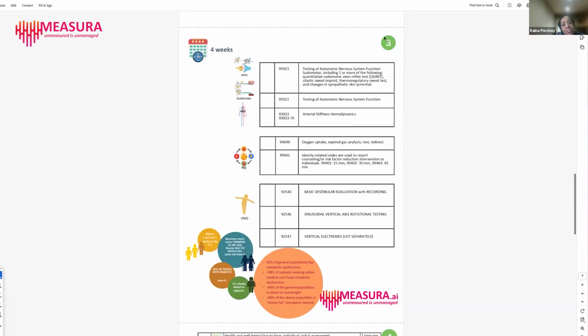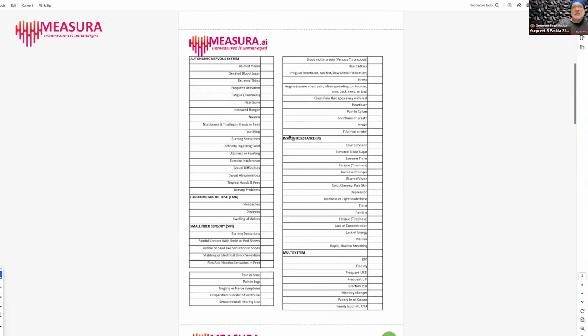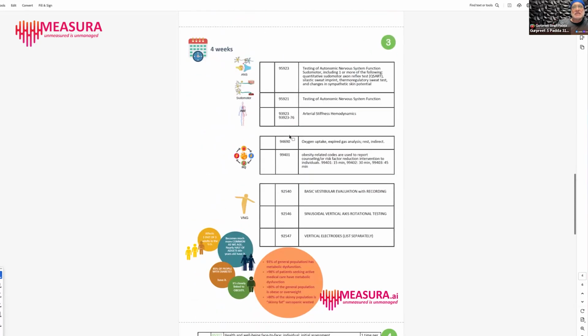Page 3, step 3, we estimate an average of $450. Some patients will be $900. Some patients will be $275, but the average practice per event is $450. There are 1,100 different ways that this can be billed based upon the patient. And so we give you the codes with the modifiers based upon the review of systems, based upon the blood testing, and based upon the result.